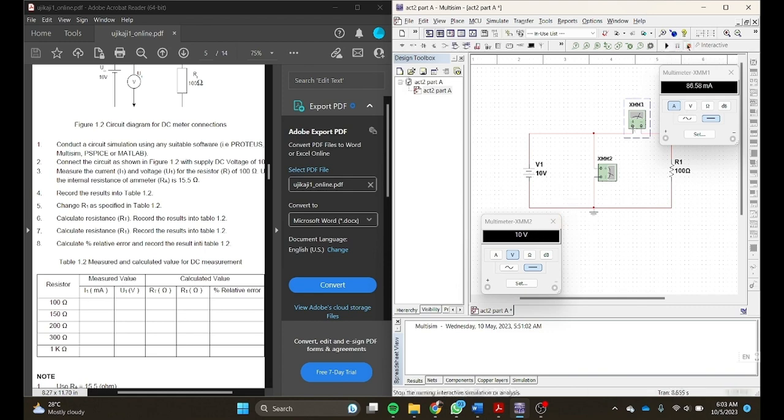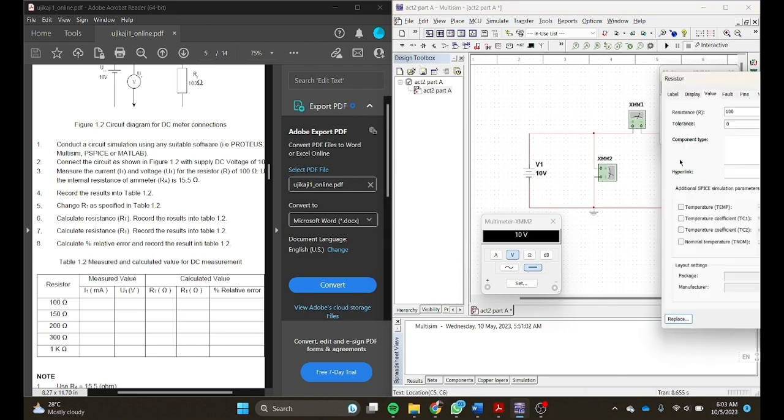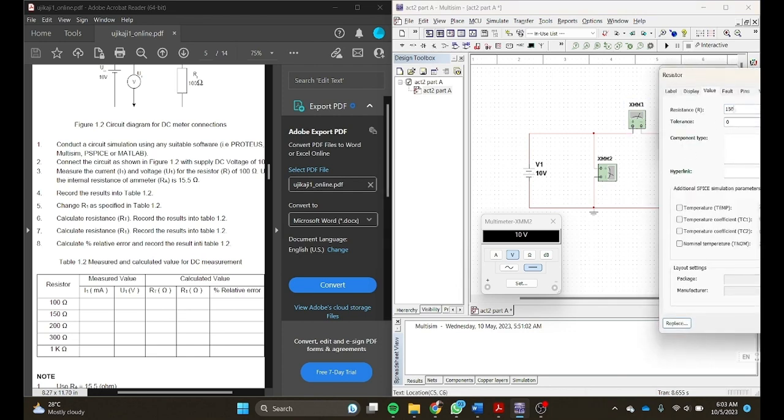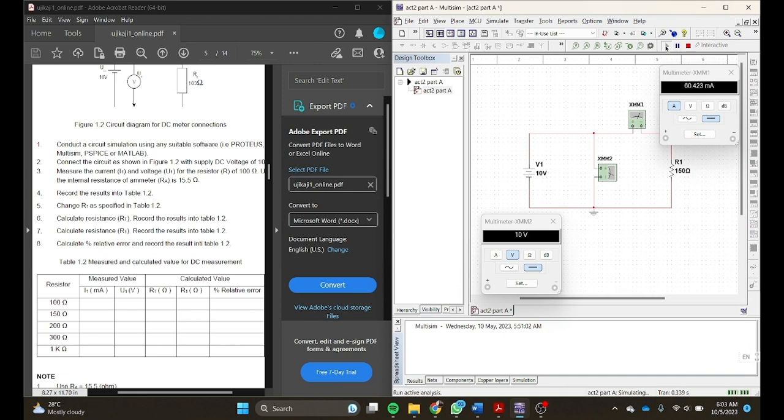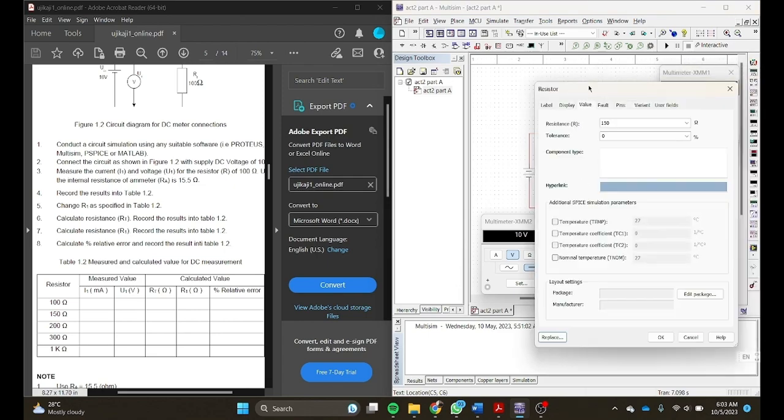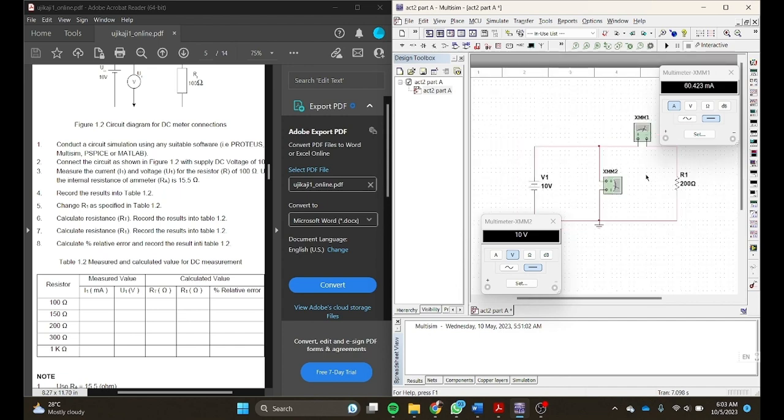So for the next value, 150 ohms. The value of the current is 60.42 milliamp and the voltage is 10 volts. So next is 200 ohm. I run the simulation, we can get the current as 46.40 milliamp and the voltage is 10 volts.